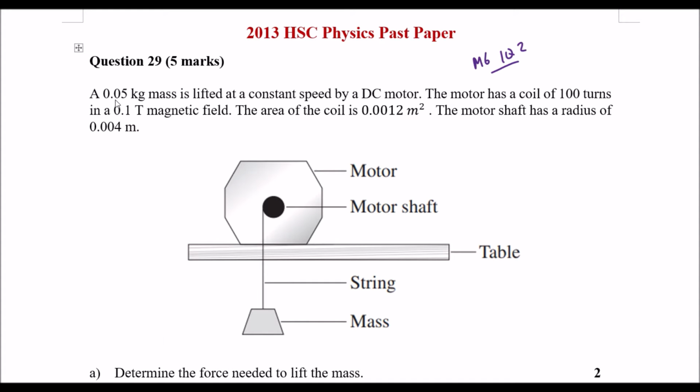So it says we have a mass of 0.05 and that is lifted at a constant speed. The motor has a coil of 100 turns with a magnetic field strength of 0.1 Teslas. The area is that value there, and the radius of the shaft is that value there. Okay, so we have quite a few different values that we can use to help us work out this question here.